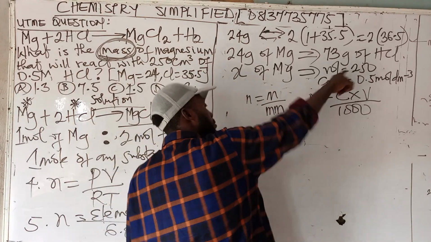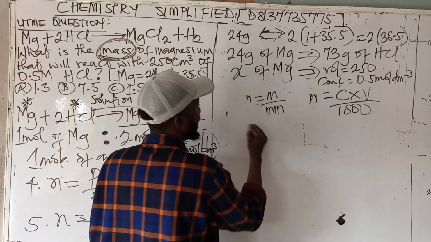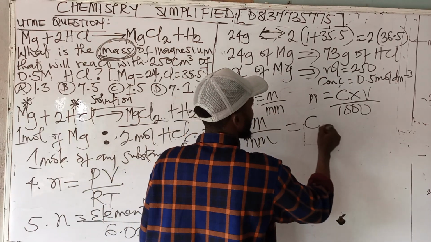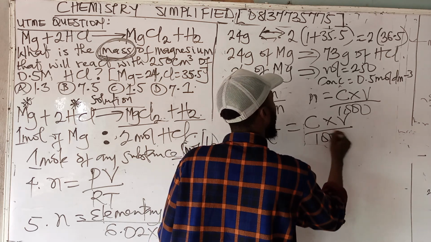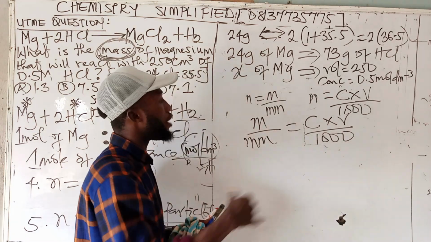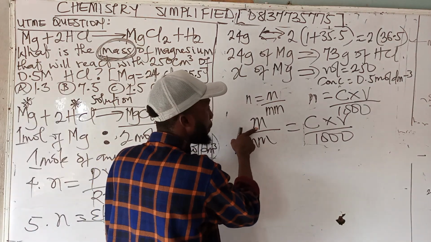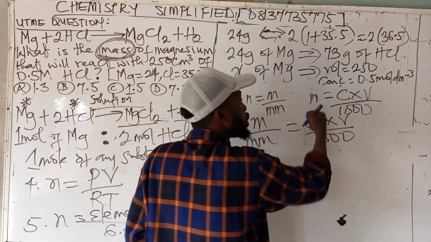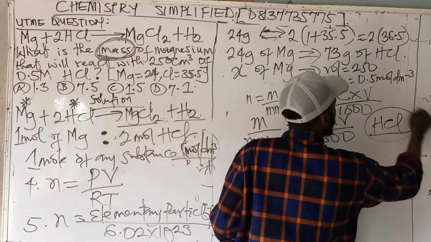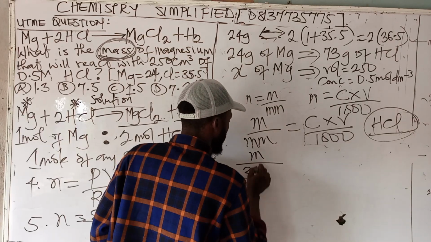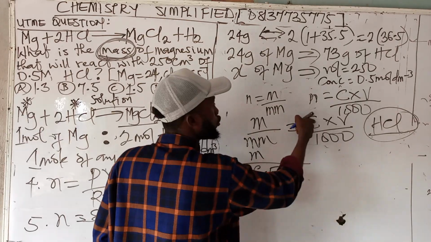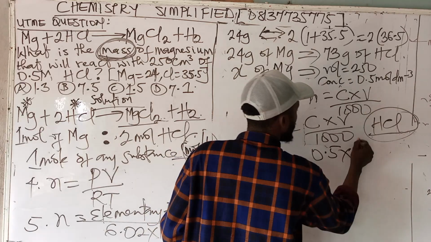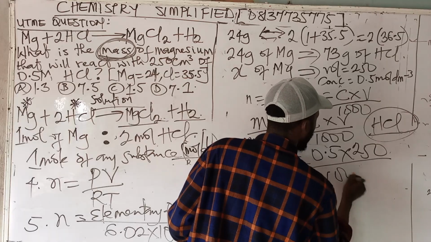What are we looking for? We want to get mass here. Do you understand? So we can say mass over molar mass equal to concentration times volume all over 1000. Is that taken out? Fine. Now, the mass is what we are looking for. Mass all over the molar mass of hydrogen chloride HCl is what? 36.5. That's 36.5 equal to concentration given in the question is what? 0.5 multiplied by volume is 250 all over 1000.